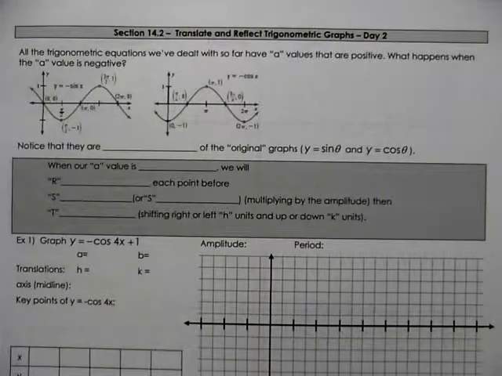This is Algebra 2 with Trig, Chapter 14.2. We're going to translate and reflect trigonometric ratios. This is for day 2, mainly focusing on reflections.